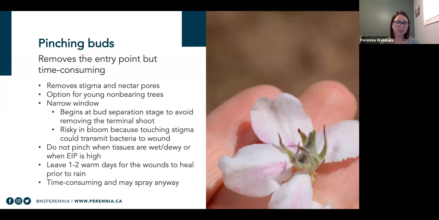What you would want to do also is leave 1 to 2 days of warm and dry conditions for those wounds to heal, because that way the bacteria don't have a wound to be transferred into. So it's a very time-consuming process with a very narrow time frame, not very practical. And if you miss some of the blossoms on these trees, then you may want to spray anyway during an infection risk. So you have to decide if this practice makes sense.